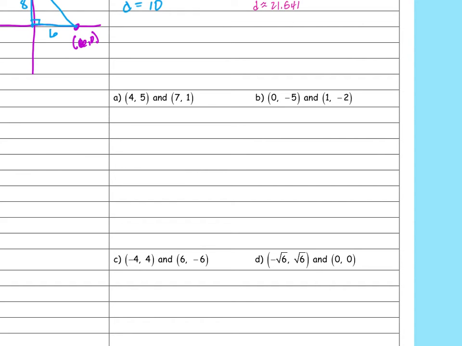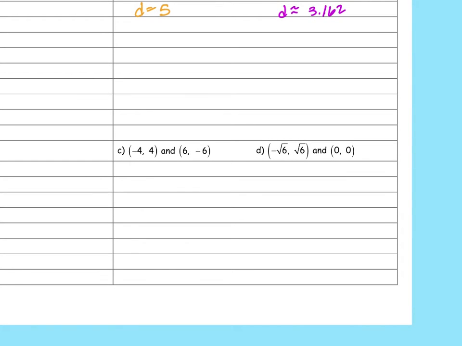So for A, my answer is 5. D equals 5. And for B, D is approximately equal to 3.162. And for C, my distance is approximately equal to 14.142. And for D, my distance is 3.464. Are there any questions?